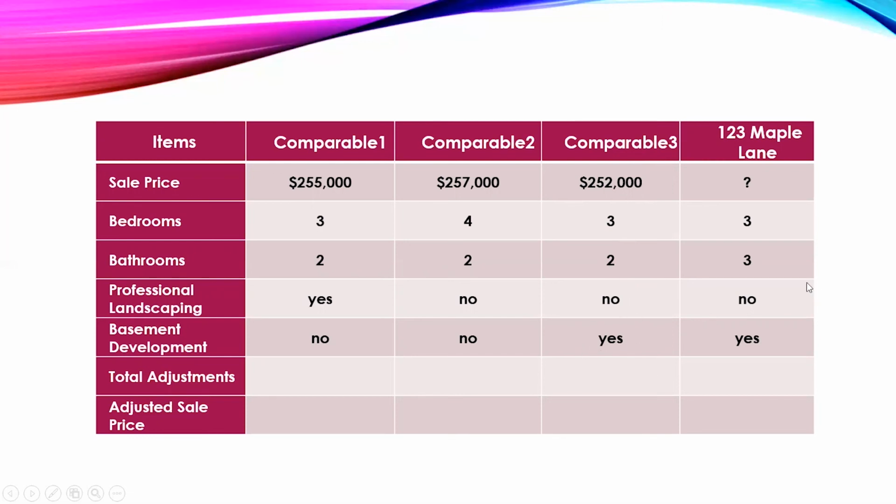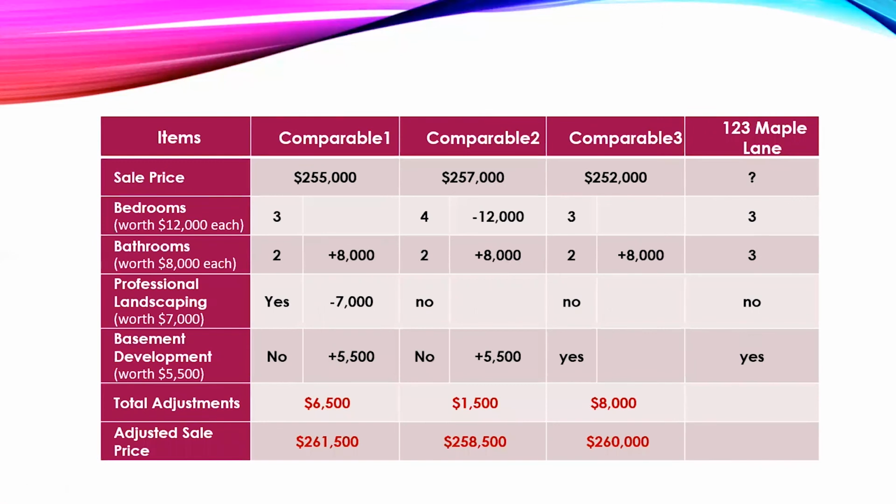Now let's take a look at our subject property, which is 123 Maple Lane. In this case, we do not know the price of this property, and that's what we have to figure out based on the CMA. But the features that this property has is 3 bedrooms, 3 bathrooms, no professional landscaping, but it does have a basement. So this is the data that we have been given. And now we have to work out how much the total adjustments would be for each property, and then based on that, the adjusted sale price for each property.